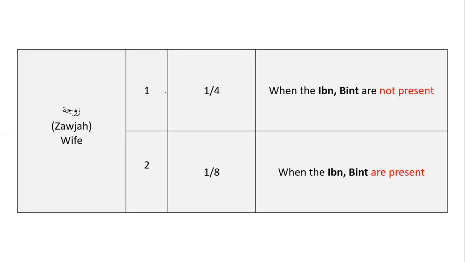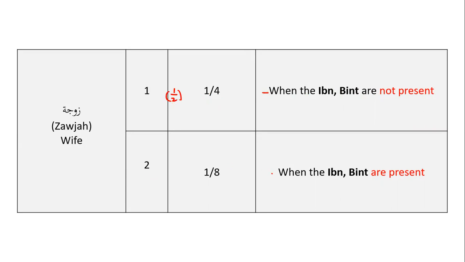In condition number 1, she will receive a quarter of the inheritance when the Ibn Bint are not present, and an eighth of the inheritance when the Ibn Bint are present. So in the Zawj we said there were also two conditions. Condition number 1, the Zawj received a half, and we can see that the condition is exactly the same when the Ibn Bint are not present, when the offspring are not present. So the condition is the same. The only difference being, the Zawj will receive 1/2 and the Zawjah will receive 1/4.